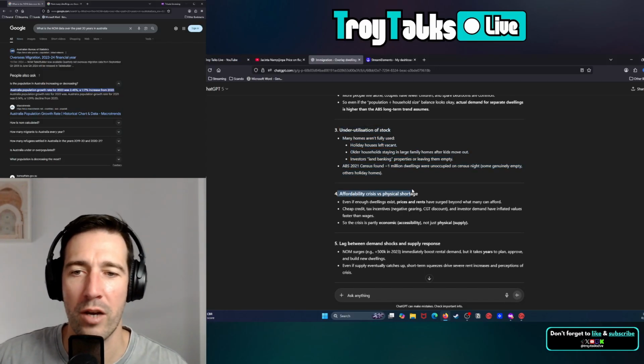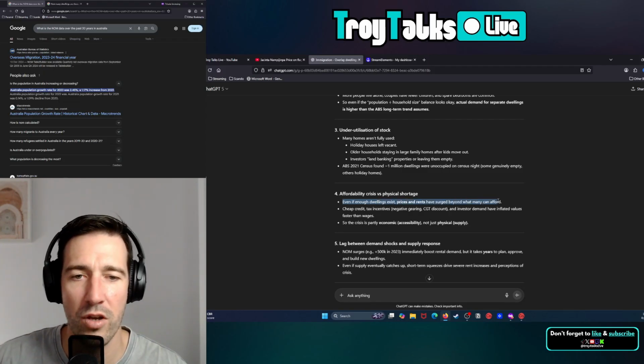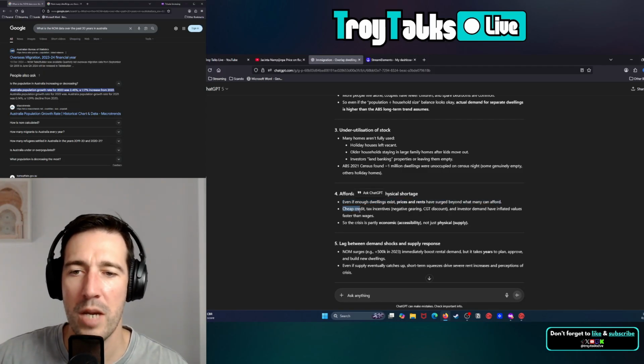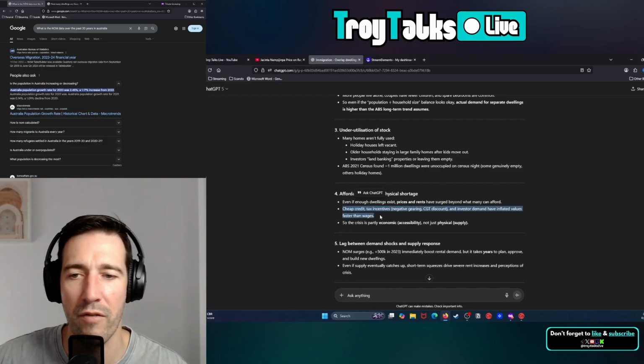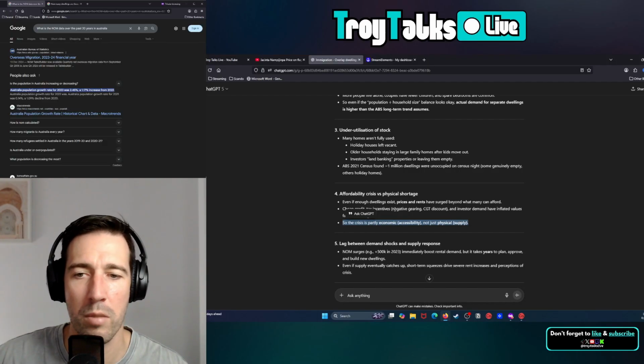Number 4, affordability crisis and physical shortage. Even if enough dwellings exist, prices and rents have surged beyond what many can afford. Cheap credit, tax incentives, negative gearing, the capital gains discount, and investor demand have inflated values faster than wages. So the crisis is partly economic accessibility, not just physical supply.